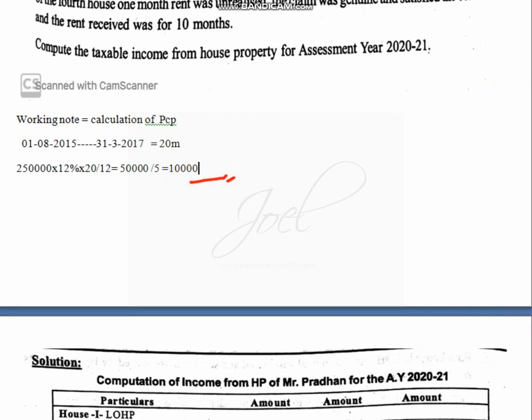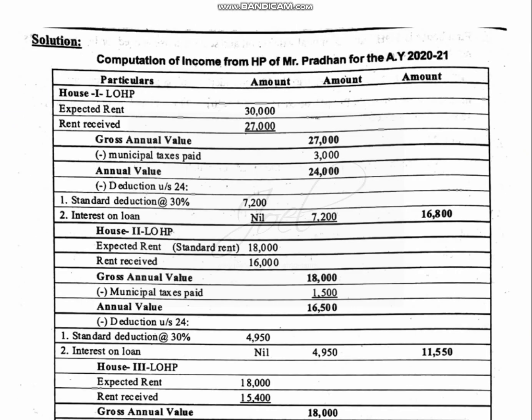Now we will see the solution. Pause the video, write down the solution. Quickly we will see. Already I have explained all these things. Now expected rent will come up to 30,000. We cannot write the highest amount, 30,000. We are writing 27,000 itself, because of vacancy we have rented it at lower rent. So 27,000 minus 3,000 municipal tax paid, 30% standard deduction. So the answer in case of first house is 16,800.